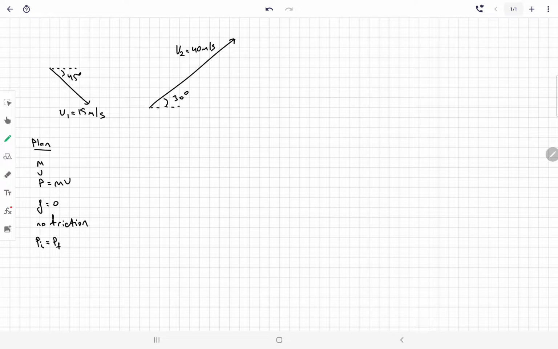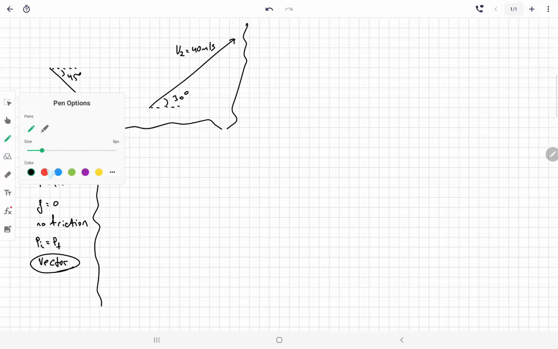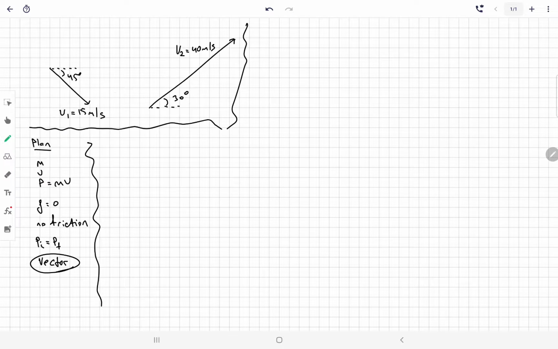What else can we plan in order to solve this problem? So momentum is a vector, maybe we can use vector additions. Maybe it will be useful. I think this is enough to solve this problem. Now let's come to the solution part. Let's try to solve this problem.